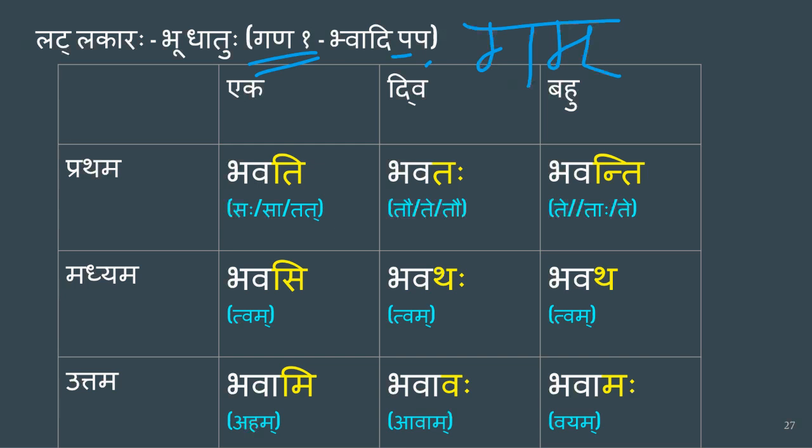I have one question, Mahodaya. For the previous example, could I still say tat phalam bhavati, te phale bhavatah, tani phalani bhavanti? Can we say it like that too? No, that is correct. Perfectly right. Tat phalam bhavati means that is the fruit. Te phale bhavatah. Those two are the fruits. Tani phalani bhavanti. Yeah, thank you.